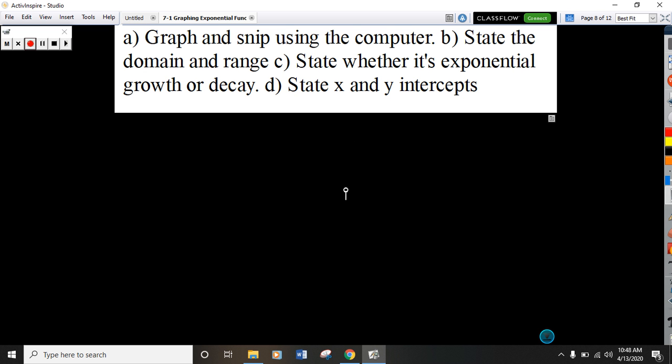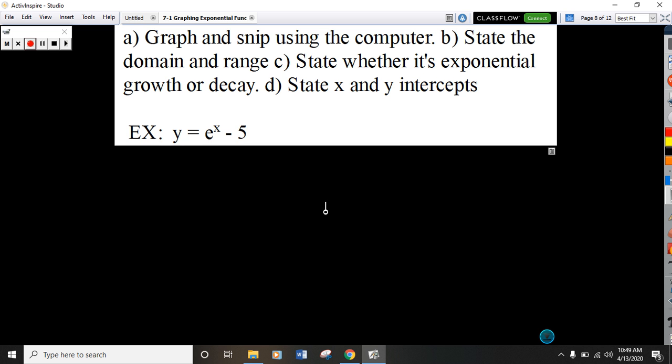So you should recognize these parts. So it's graph and snip. You're going to state the domain and range. So the domain will still be all real numbers, just like it was before. So it goes all the way left, all the way right, never stops. So you can use all real numbers still for domain. Range is going to be y is greater than something where it levels out at that asymptote. So these graphs are going to look the same. Growth and decay the same way, whether it's increasing or decreasing, increasing growth, decreasing decay, and then the x and y intercepts.